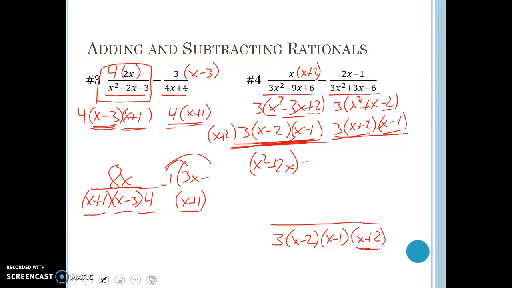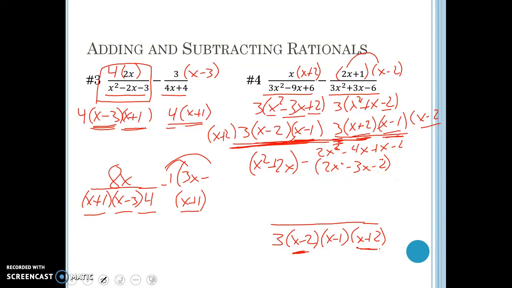And so in the right fraction, I have the 3 already, I have the x minus 2, and I have the x minus 1, but what I don't have is the x plus 2. So I'd have to multiply this by x plus 2, which means I'd have to multiply this numerator here by x plus 2 also. So if I do that, I'm going to FOIL this. I'm going to have 2x times x is 2x squared. 2x times negative 2 is negative 4x. 1 times x is positive x. 1 times negative 2 is negative 2. Well, that's going to give me, if I simplify it, 2x squared minus 3x minus 2.